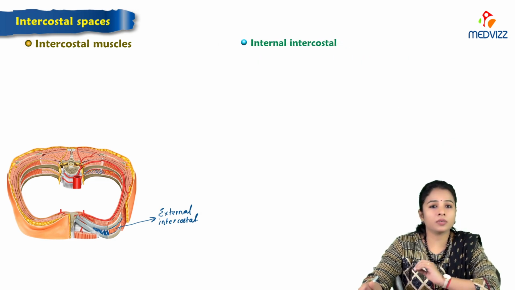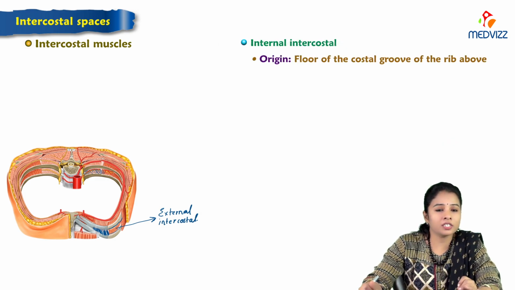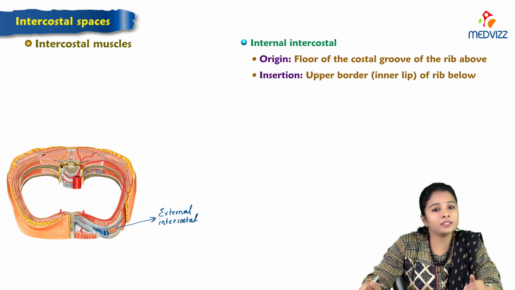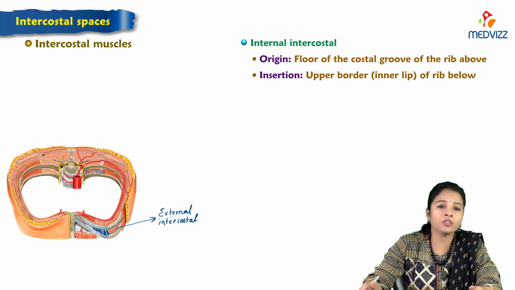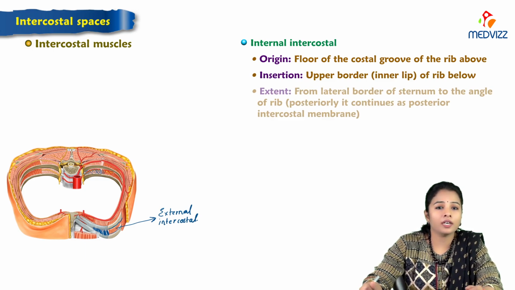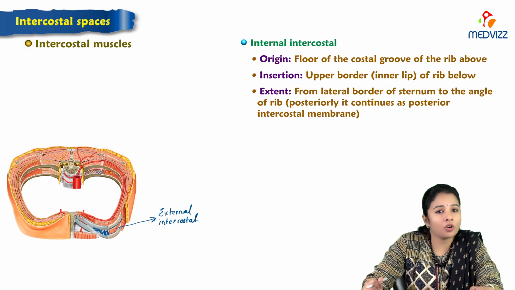Internal intercostal muscle, if we see its origin, it gets origin from the floor of the costal groove of the rib above, and it gets inserted to the upper border, that is the inner lip of the rib below. And the extent of internal intercostal muscle, it gets origin from the lateral border of the sternum.